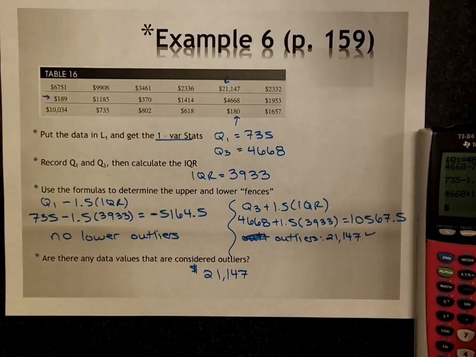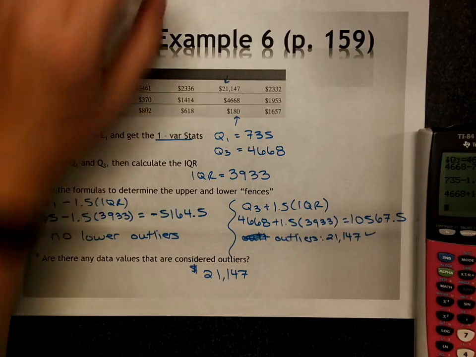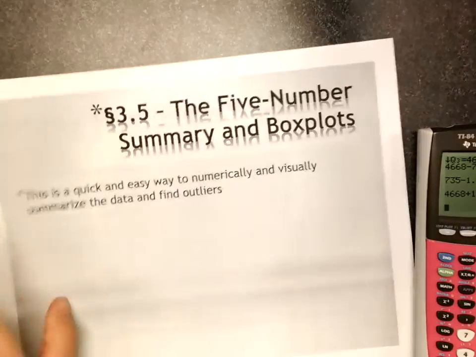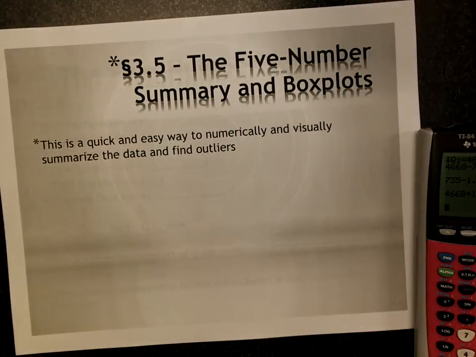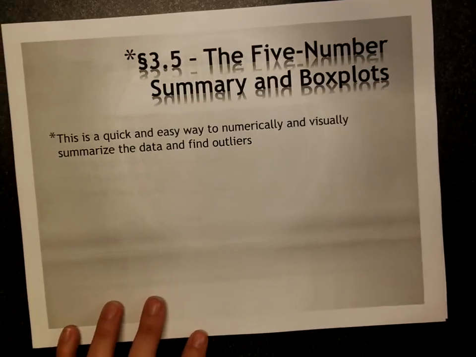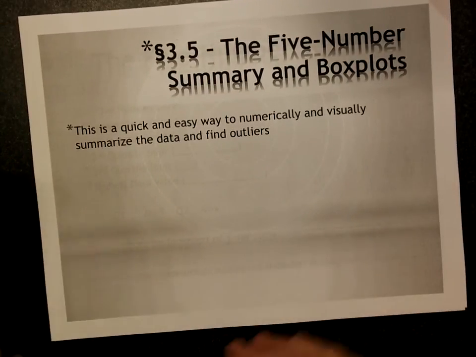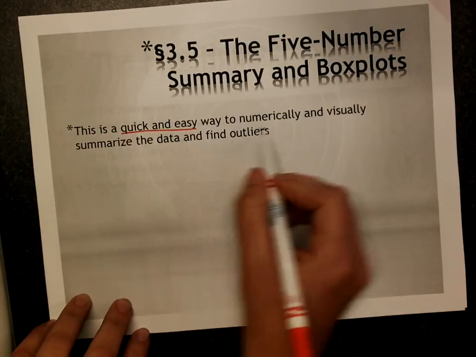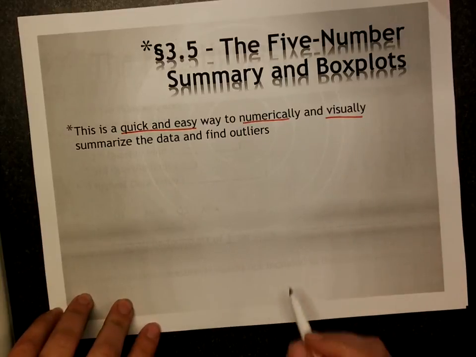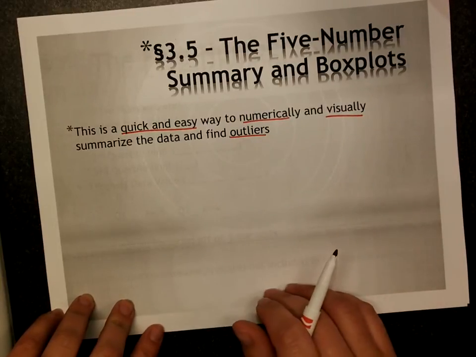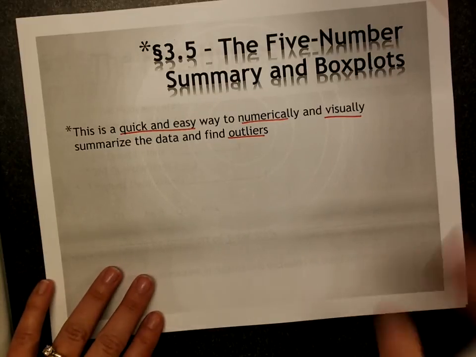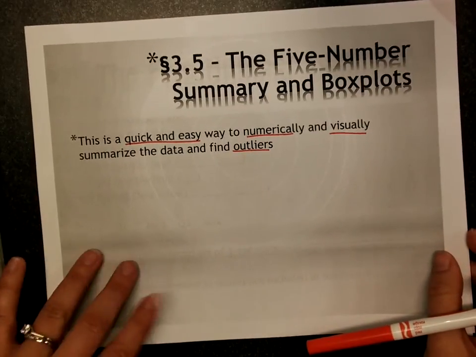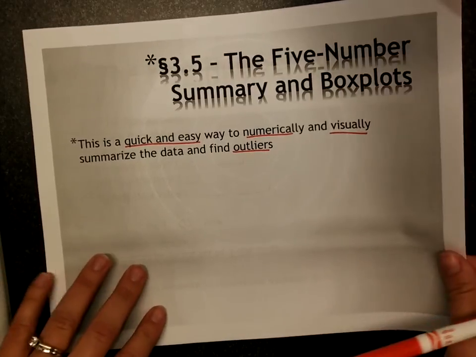Pretty simple. Just some number crunching. And that will come in handy in just a minute. So that finishes section 3.4, and it ties into section 3.5 on what's called the 5-number summary and a technique called box plots. It's a graph called a box plot. So I like section 3.5. This is a quick and easy way to numerically and visually summarize the data and find outliers. This is a very nice, easy way to get some information from your data. So it's called the 5-number summary and box plots.